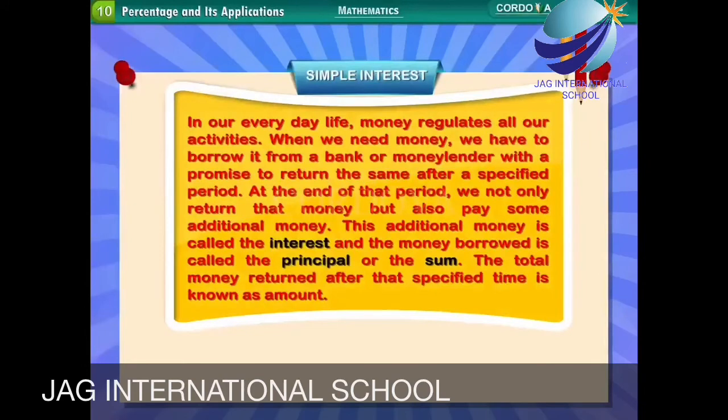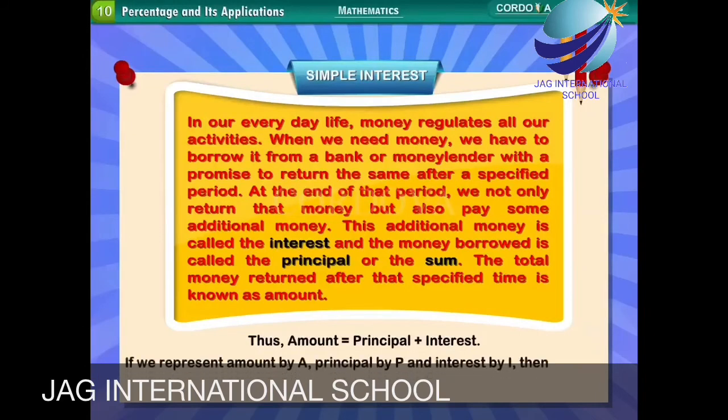Simple interest. In our everyday life, money regulates all our activities. When we need money, we have to borrow it from a bank or money lender with a promise to return the same after a specified period. At the end of that period, we not only return that money, but also pay some additional money. This additional money is called the interest, and the money borrowed is called the principal or the sum. The total money returned after the specified time is known as amount. Thus, amount = principal + interest.